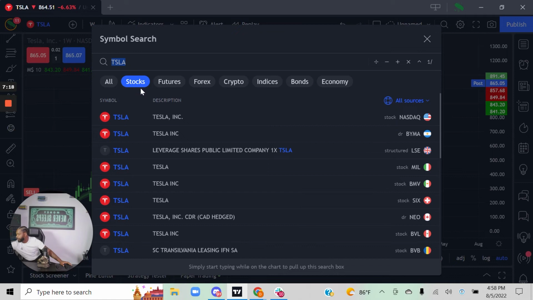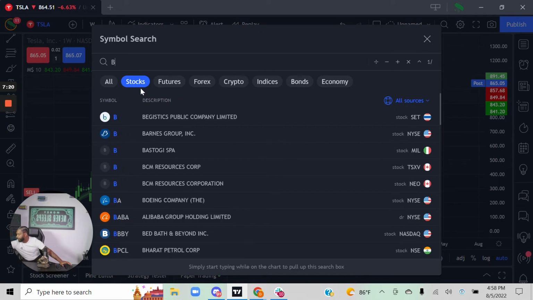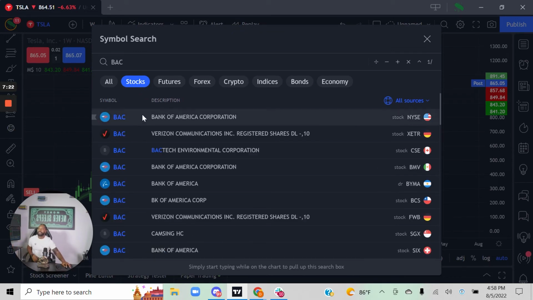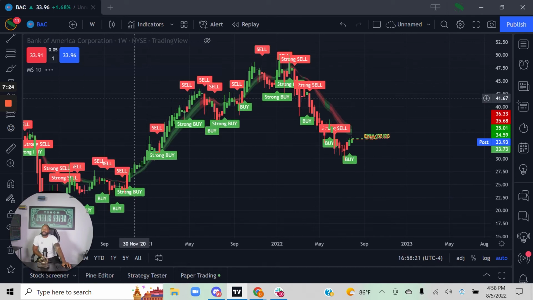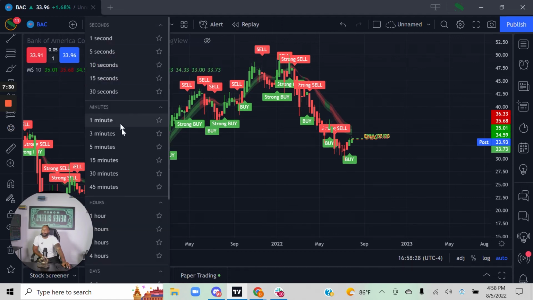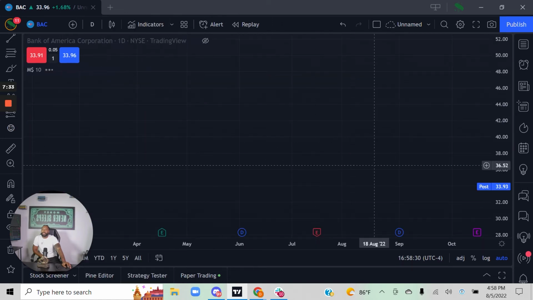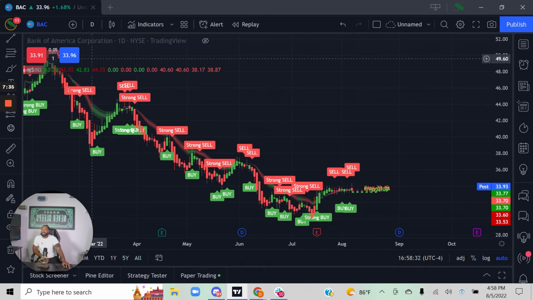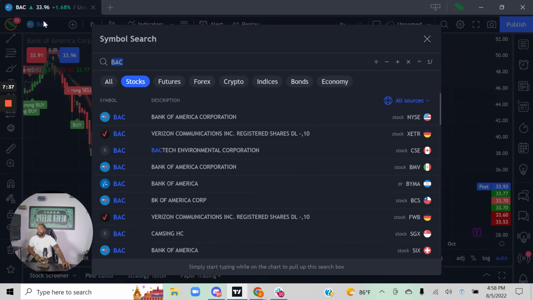Okay, so let's maybe look at Bank of America. Okay, we could look at Bank of America. Let's say I want to do some swing trading. So I'm going to look at the week chart. The 1 week chart is in a buy. The 1 day chart is in a sell. So it's a conflict there. So I would skip that trade.